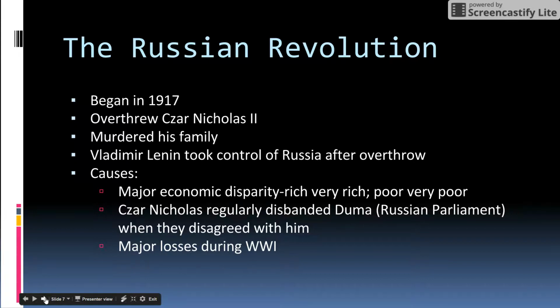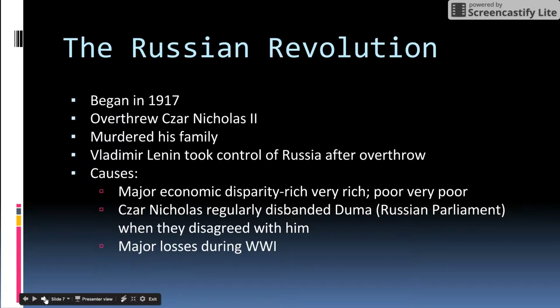Vladimir Lenin, the leader of the Bolsheviks, took control of Russia after the overthrow, and the major causes were some major economic disparity. The rich people were living very, very well, as did the king and his family, and the poor were living very, very poorly, starving, no money.